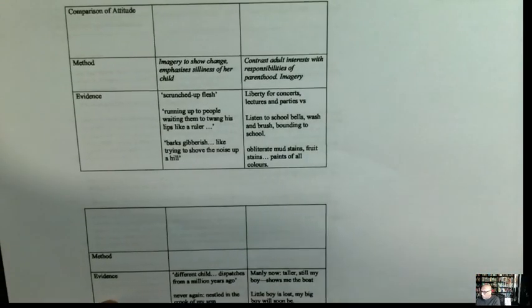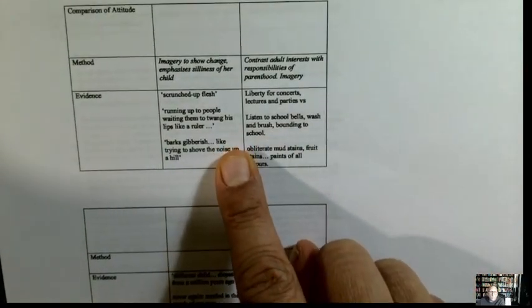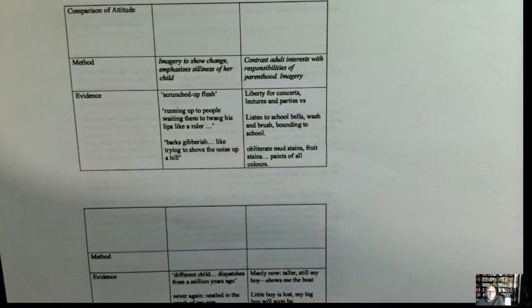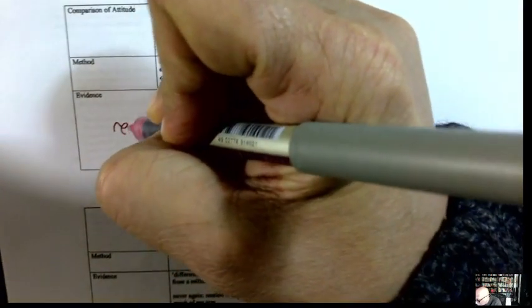Okay, so we know these quotes: scrunched up flesh, running up to people, waiting them to twang his lips like a ruler, barks gibberish like trying to shove the noise up a hill. What I like about this is we're reusing evidence. So we're being strategic from source A.